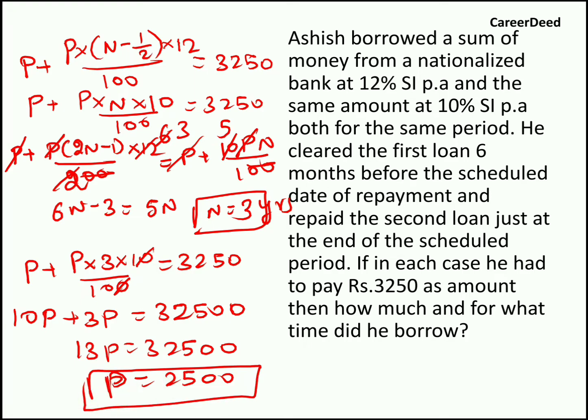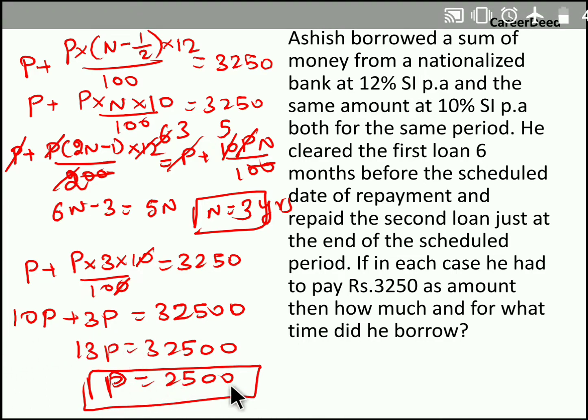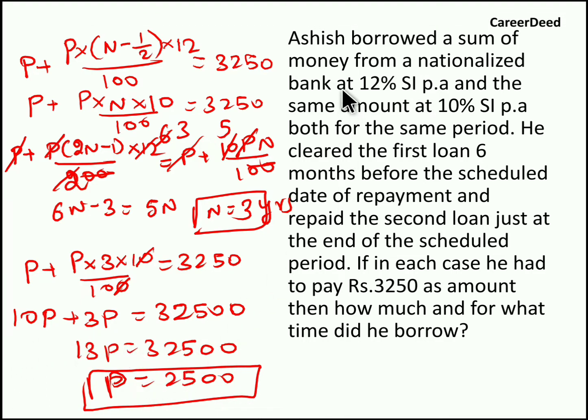So he borrowed 2500 rupees from the bank as loan. So in first case he has to settle this 2500 rupees with 12% interest, and he is settling this loan before 6 months itself. In second case he settled this loan with 10% interest in 3 years. Hope you understood the concept, right? So here we used a simple interest concept. So for this you need a good understanding of simple interest, so that we discussed in our session 1 of simple and compound interest playlist.